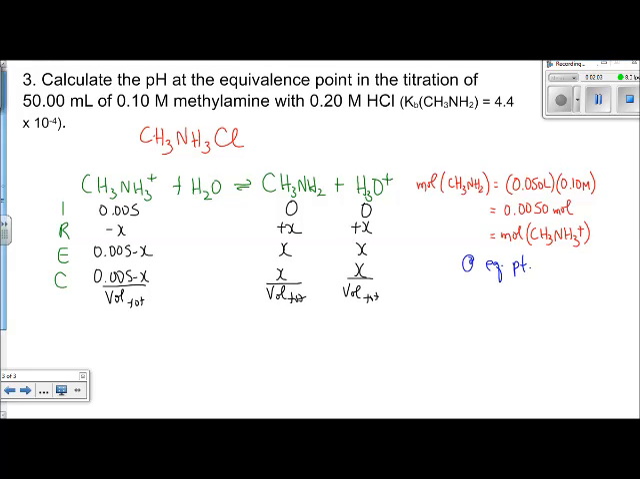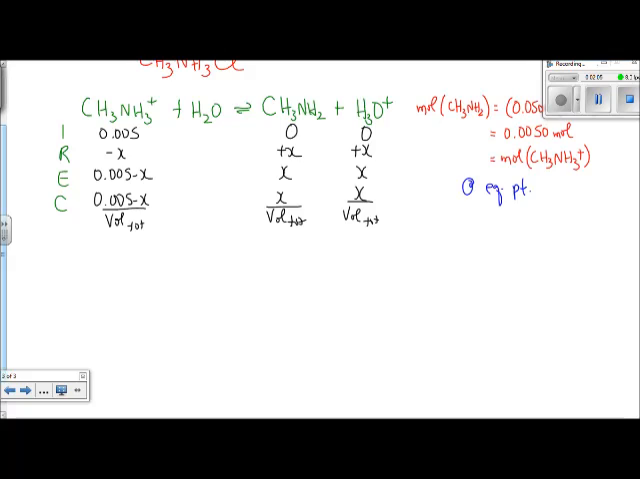We can start by doing that. So the total volume would be equal to the sum of the volumes of base that we start with and the volume of HCl that we add from the burette to get to the equivalence point. We know the starting volume of base. That's our 50 milliliters, 0.05 liters. We must calculate the volume of HCl required to get to the equivalence point.